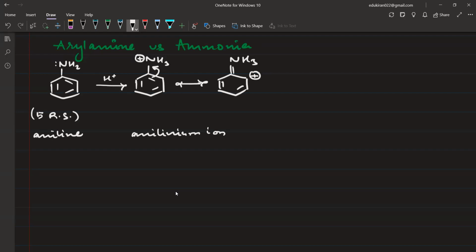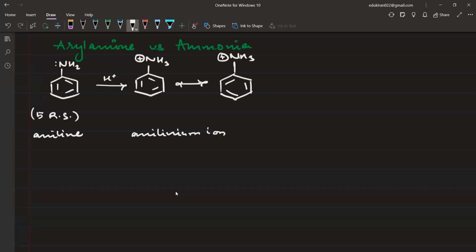That is why anilinium ion cannot have resonance like this. It can have only one resonance, which is between the double bonds of the benzene ring. सिर्फ कार्बन कार्बन के बीच में यहाँ पे होगा. We'll have a double bond here, and a double bond here. So this is only one type of resonance it can show, and you will still have NH3 positive.